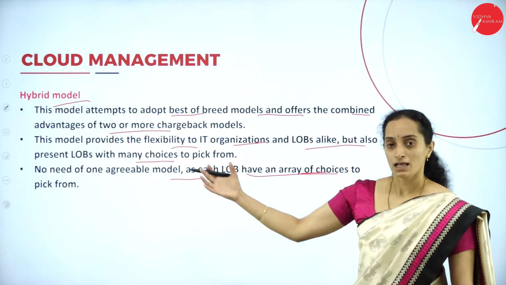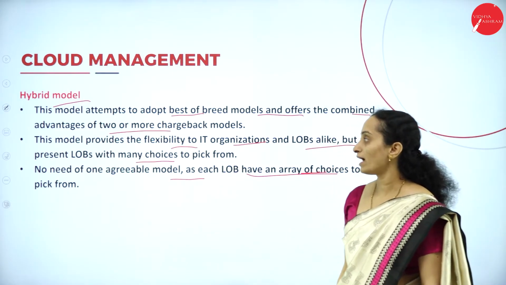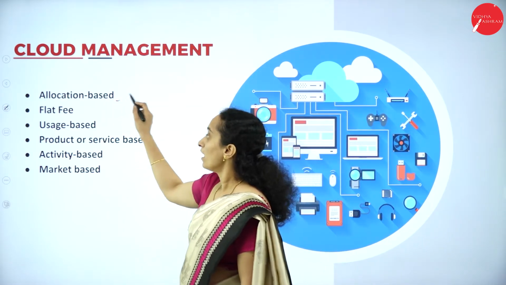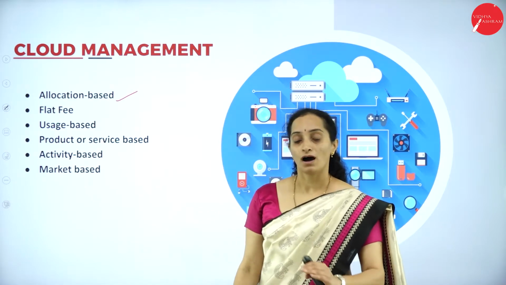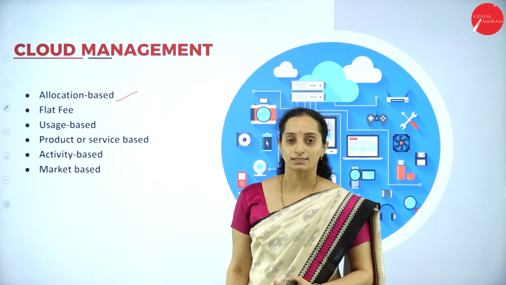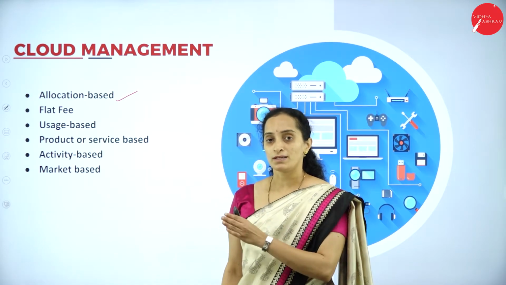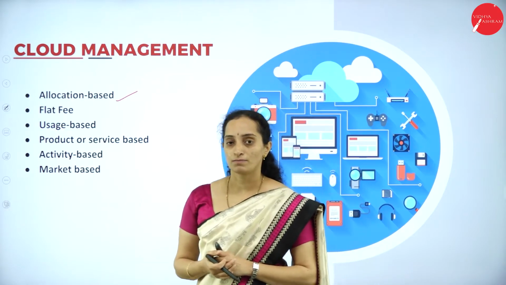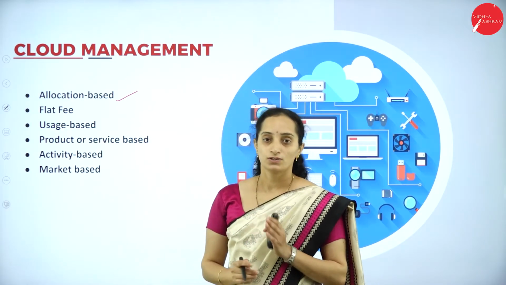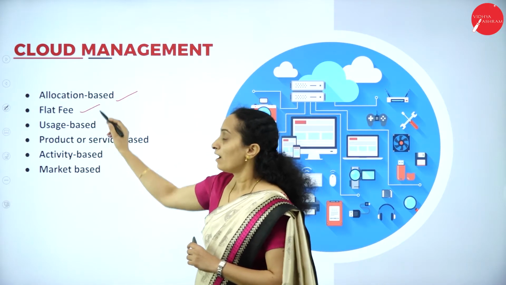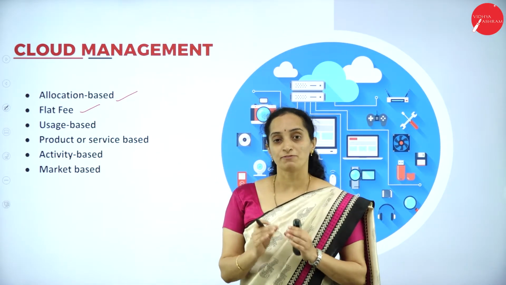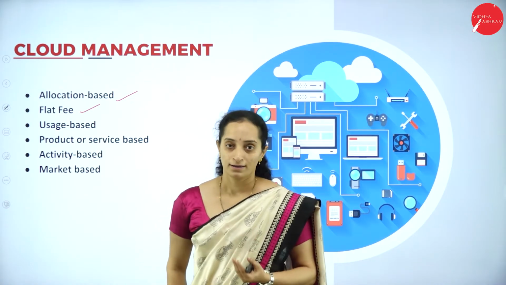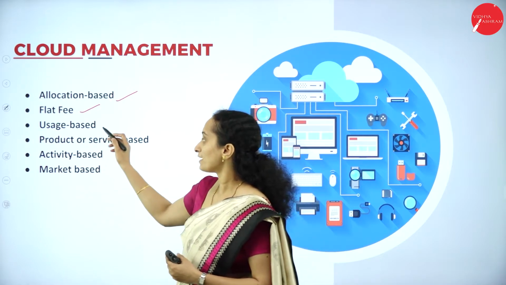Alright, these are the main important models. Along with that, we have some minor models, like the allocation-based model, based on how services have been allocated to the customer, like premium, normal or less, subsidy-based allocation. Based on that, chargeback can be done. Flat fee: a minimum fee will be fixed for a service. So, you can obtain the service by paying the minimum fee for a service.